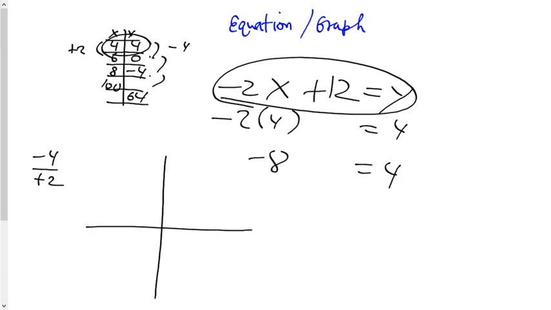So I need to go from 4, 6, 8. So 1, 2, 3, 4, 5, 6, 7, 8. And my y value needs to go from a positive 4, 1, 2, 3, 4, to a negative 4. So that is the section I need to use for my y-axis. And this is my x-axis.